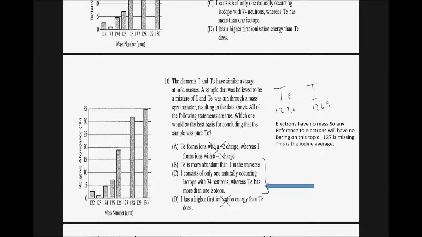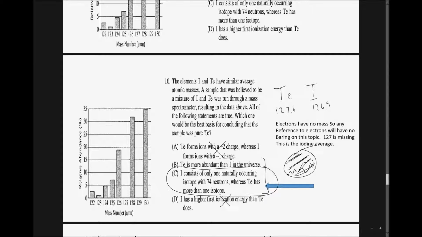It has nothing really to do with how much Te is available on Earth or anywhere. It's saying of the Te present, how much of it is one version, how much is another version, how much of it is something else. And so we're down to the last one, C, which is the correct answer.